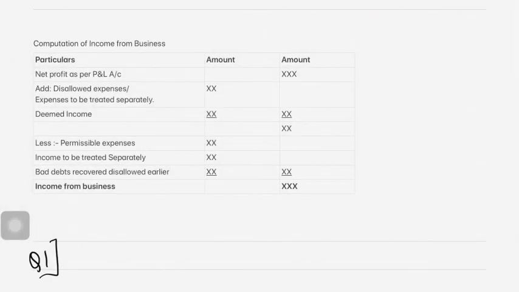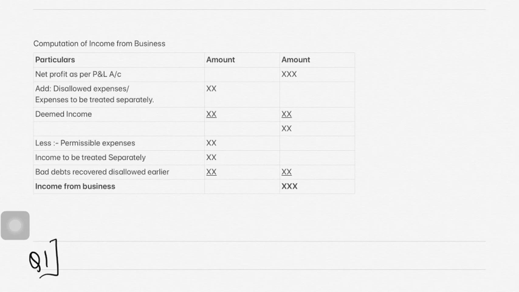Okay. Next is expenses to be treated separately. Which expenses are to be treated separately? Suppose expenses which belong to some other head. In your profit and loss account, only expenses which belong to business can be shown. Expenses which belong to some house property or to capital gains, you cannot show in your P&L account. So expenses to be treated separately means those which belong to some other head, that also you have to add, because it does not belong to the P&L account. So you have to remove that from the P&L account.